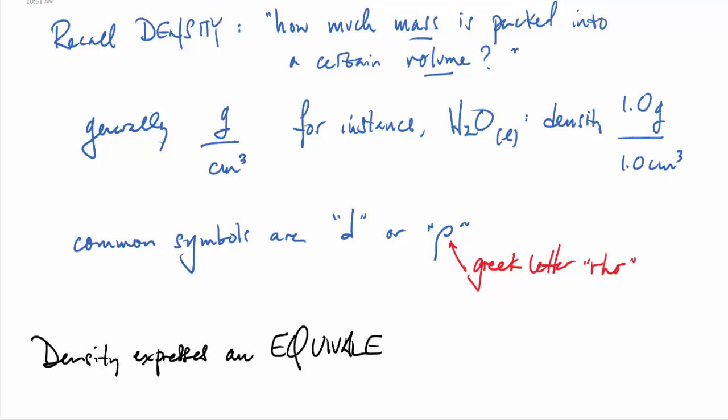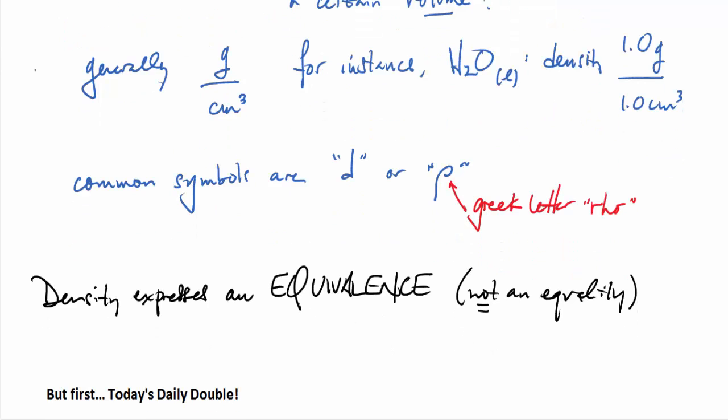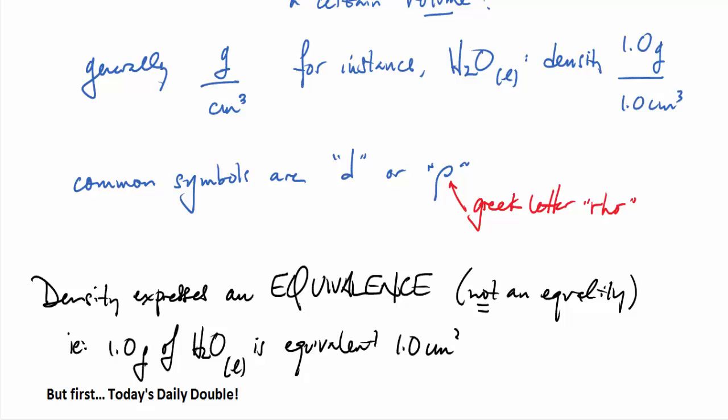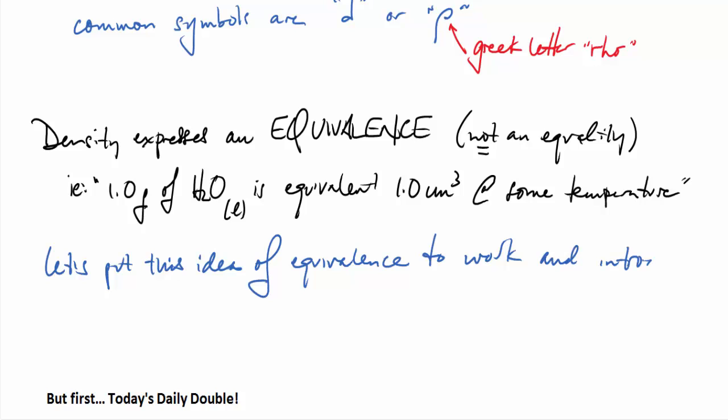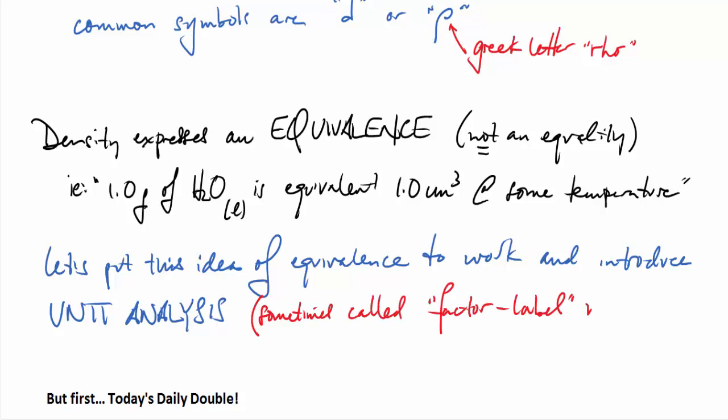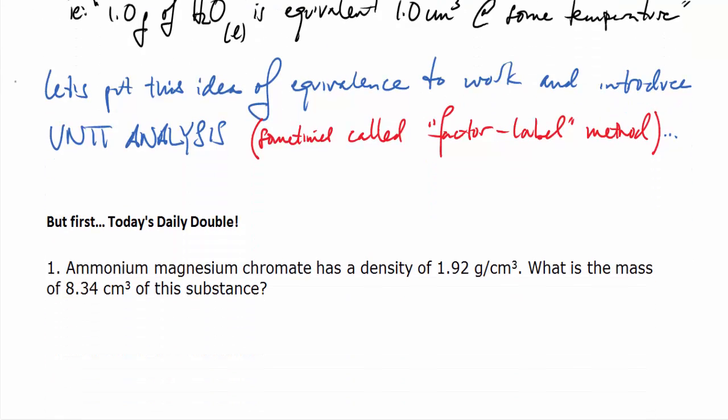So density expresses an equivalence and not an equality. It's silly to say that 1 gram is equal to 1 cubic centimeter, but it's true that 1 gram of liquid water is equivalent to 1 cubic centimeter of liquid water at some temperature. So let's put this idea of equivalence to work and introduce this new notion we're going to call unit analysis. Sometimes this is known as the factor label method. You'll see it written that way in some books.